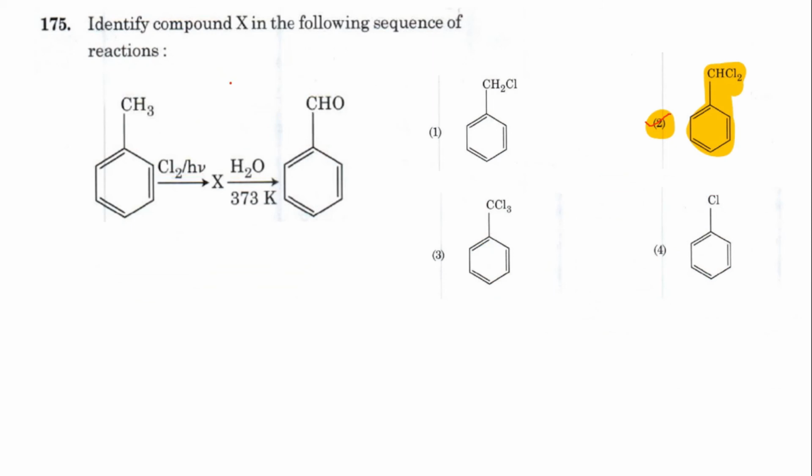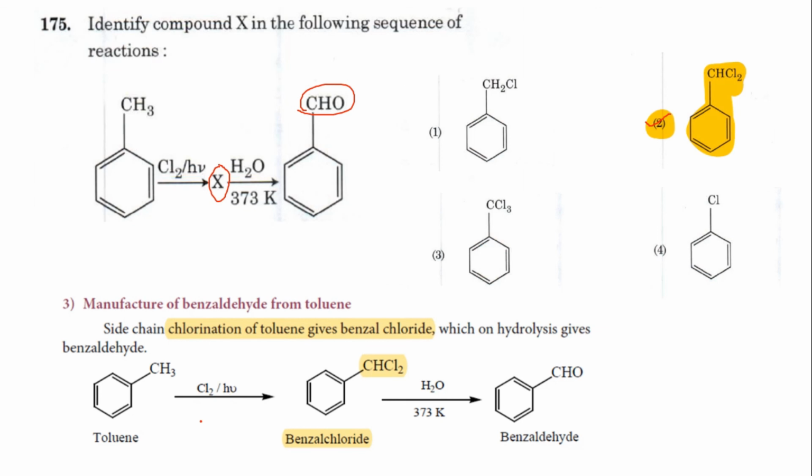Then identify the compound X in the following sequence of reactions. So toluene on reaction with chlorine in the presence of sunlight gives B. Then hydrolysis will give benzaldehyde. So see here, the side chain chlorination of toluene gives benzyl chloride, which on hydrolysis gives benzaldehyde. So the reaction is here. Based on the explanation, option 2 is correct, benzyl chloride. So second option is correct.